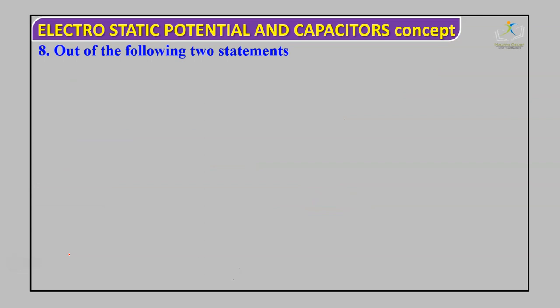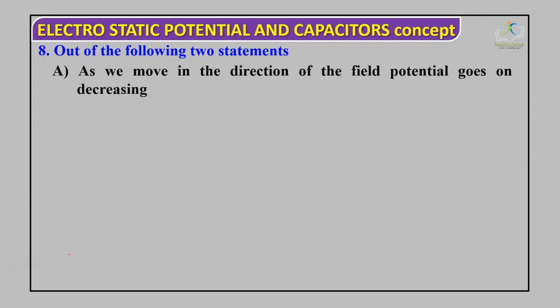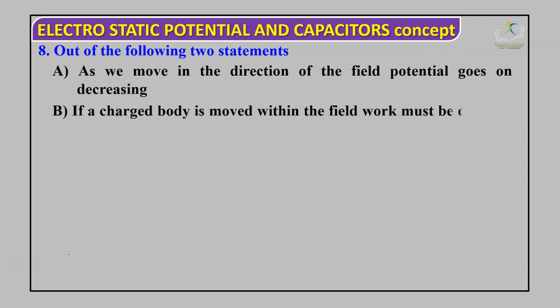Out of the following two statements: as we move in the direction of the field, potential goes on decreasing. The second option: if a charged body is moved within the field, work must be done by the field.